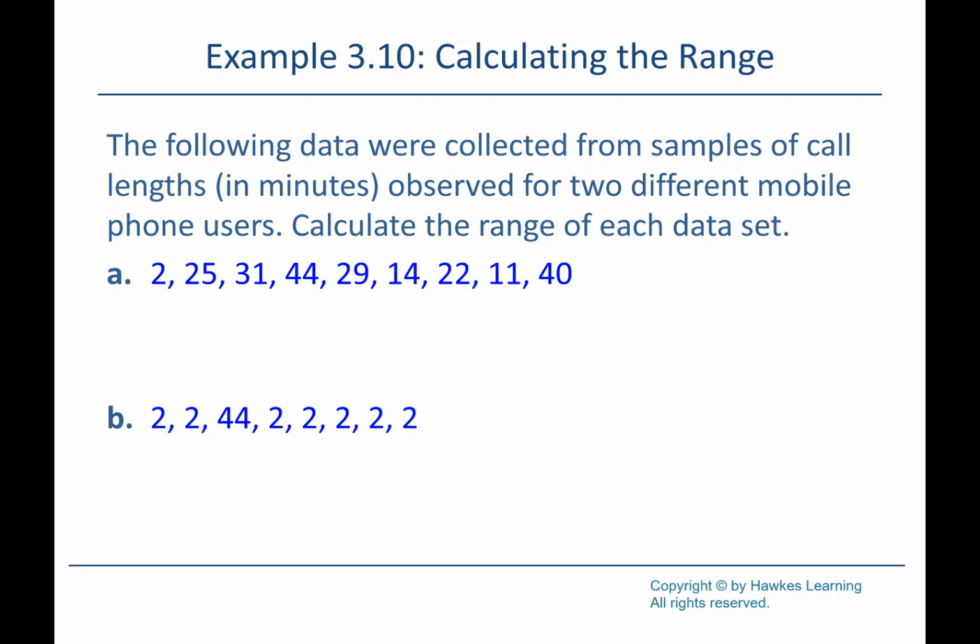So let's look at a couple of data sets here. We're told the following data were collected from samples of call lengths in minutes observed for two different mobile phone users. We want to calculate the range of each data set. Okay, so first we have to find the largest data value. So in A, what's the largest data value you see in there? Yep, 44. And then we're going to subtract the smallest one. What's the smallest one? 2. So we get a range of 42 minutes.